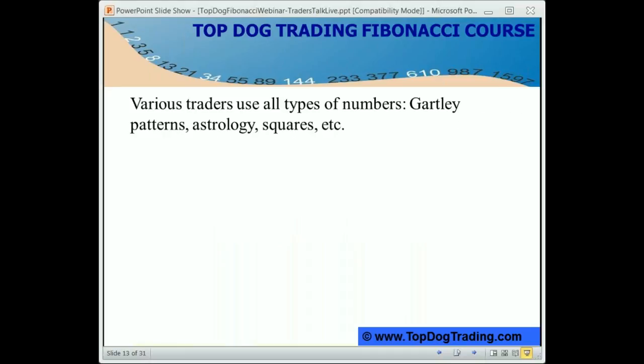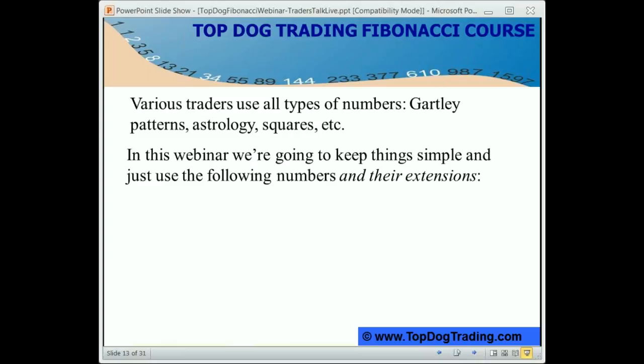There are various types of market geometry that can be used in trading, and Fibonacci is just one of them. You can use Gartley patterns, even astrology, squaring your charts like Gann did, and all of that has some pretty cool applications. In this presentation today, since we only have a small amount of time, we're going to focus on the following numbers and their extensions with regard to Fibonacci.